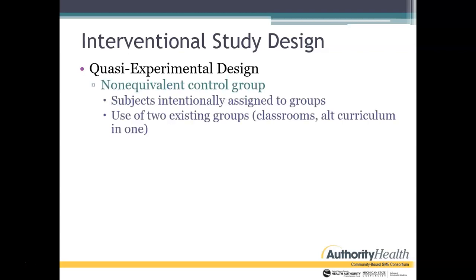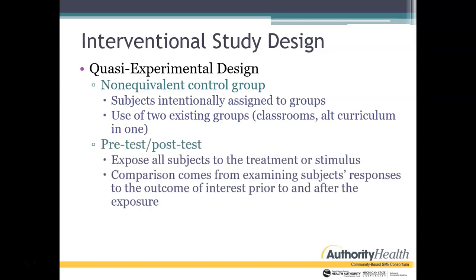There are a bunch of different types of these, but one is the non-equivalent control group. So the subjects are intentionally assigned to groups. For example, if you had a high school curriculum, an alternate curriculum you wanted to test, and you had a whole hallway full of classrooms, and you assigned different classrooms to have just the usual or the alternative curriculum, that would be an example of a non-equivalent control group. Pre-test, post-test is very, very familiar to all of us.